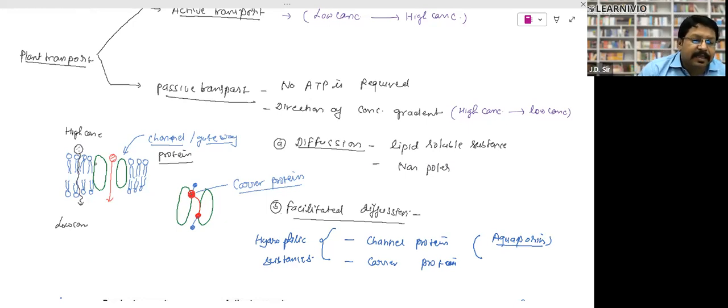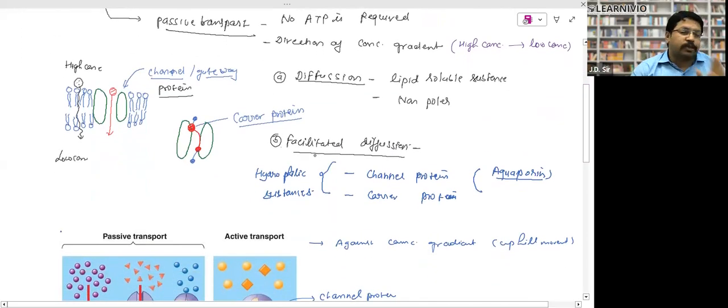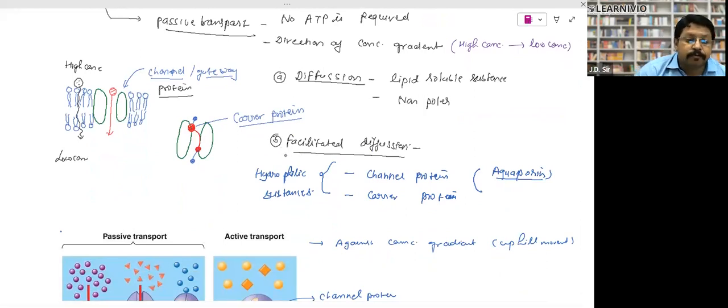Between the lipid bilayer, there are some protein molecules. These protein molecules are called channel protein or gateway protein, right? So water soluble substances cannot diffuse through this bilayer of lipid. Water soluble substances diffuse through the channel or gateway protein, right? So this kind of diffusion is called facilitated diffusion. This is also a passive diffusion. Energy is not required over there, but facilitated diffusion takes place through these channel proteins, right? Channel protein or carrier protein.